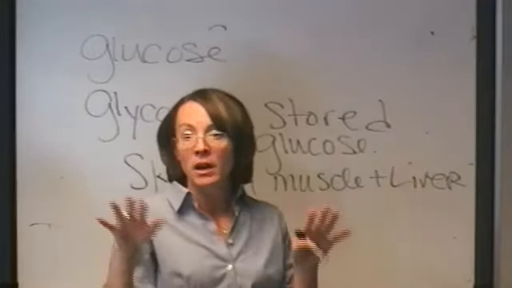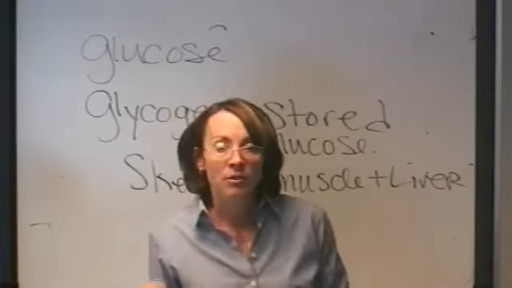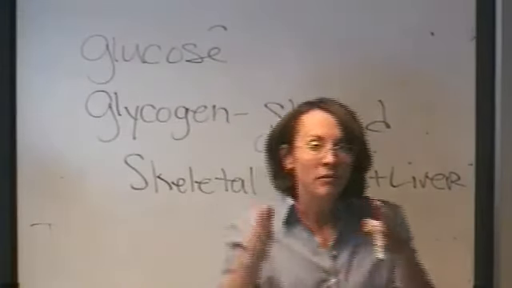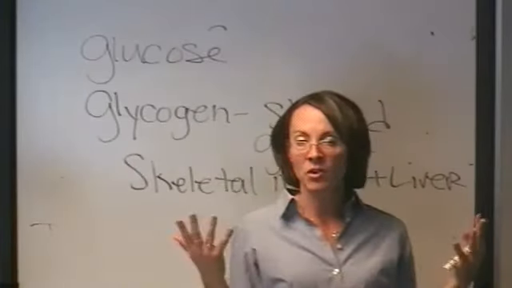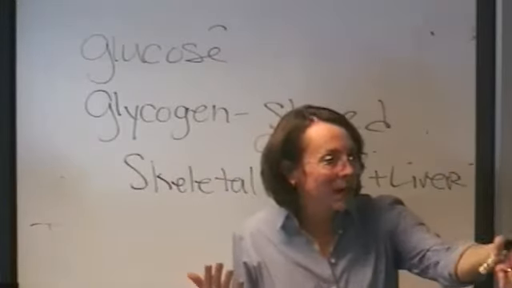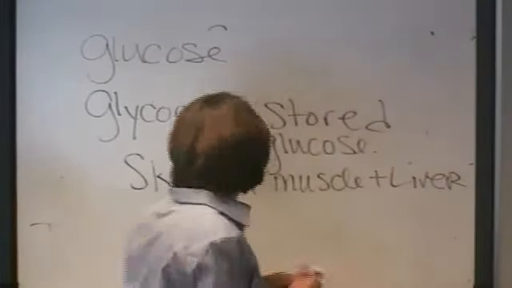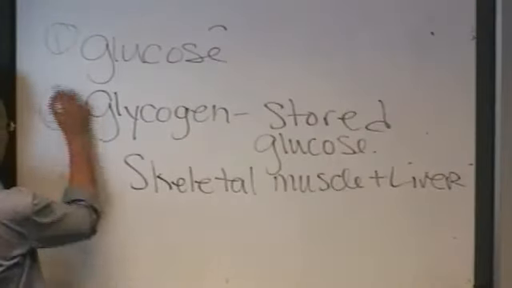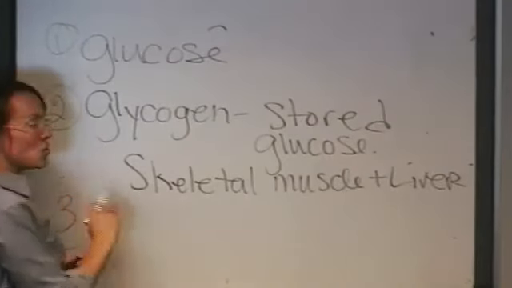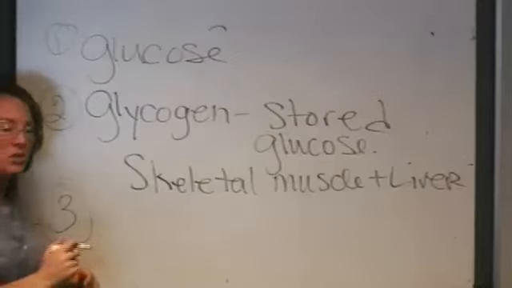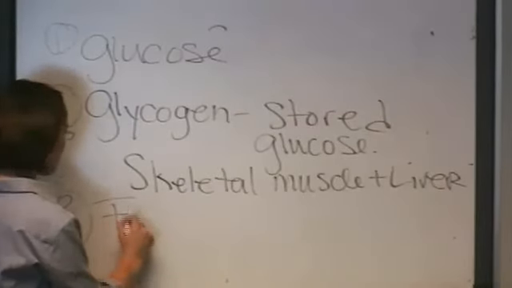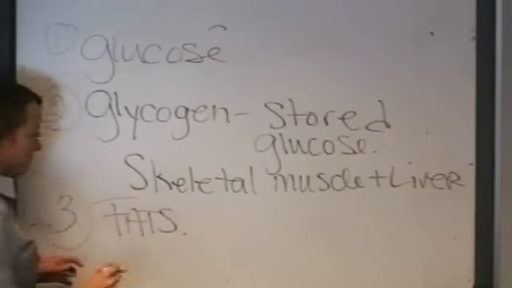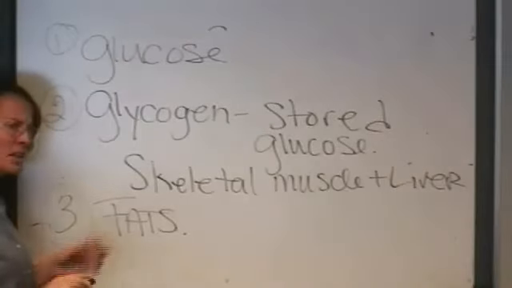So if we eat a really big meal and we have used the glucose, and now we've stored the glycogen and we still have leftover glucose, then we make fats, okay? Then we make fats. So 1, 2, 3. And this glucose can actually be converted into fats. Okay. Are you with me?